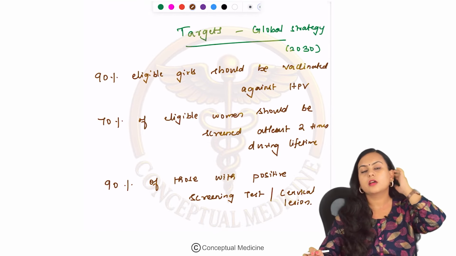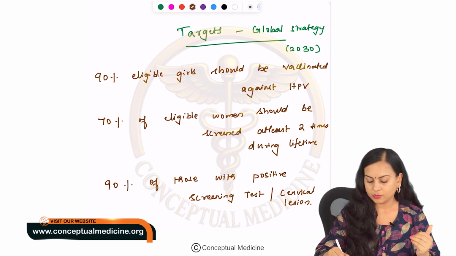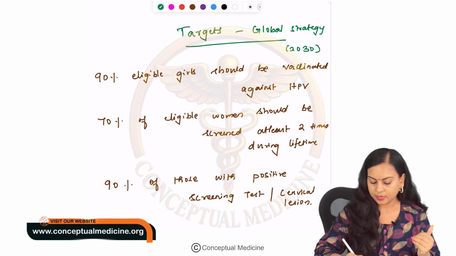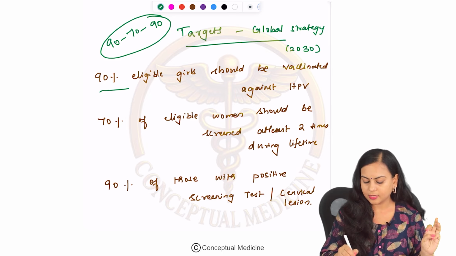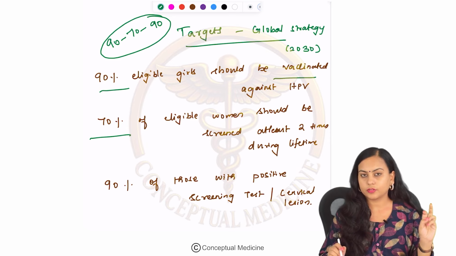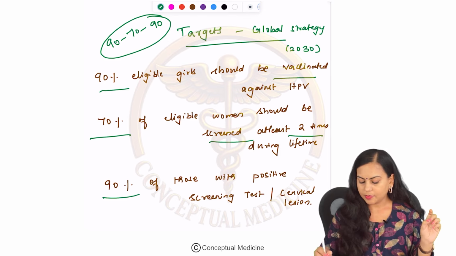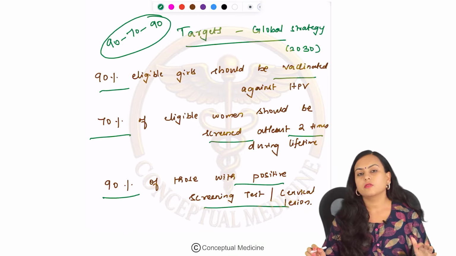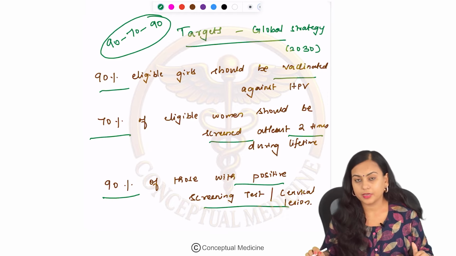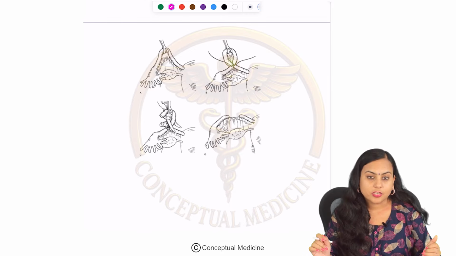Okay, so these are the targets to be achieved by 2030. This can be kept in mind as the 90, 70, 90 strategy. So 90% of people should be vaccinated, then 70% of them should be screened at least twice in their lifetime, and 90% of them with a positive screening test or a cervical lesion should get at least palliative care. Clear? Right. Now let's see the permanent methods of sterilization in females.